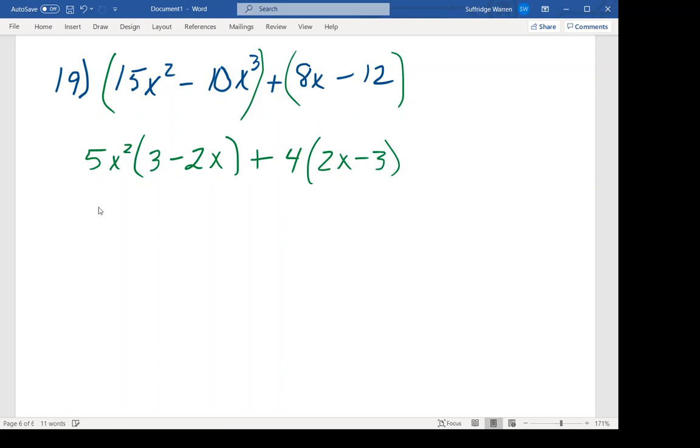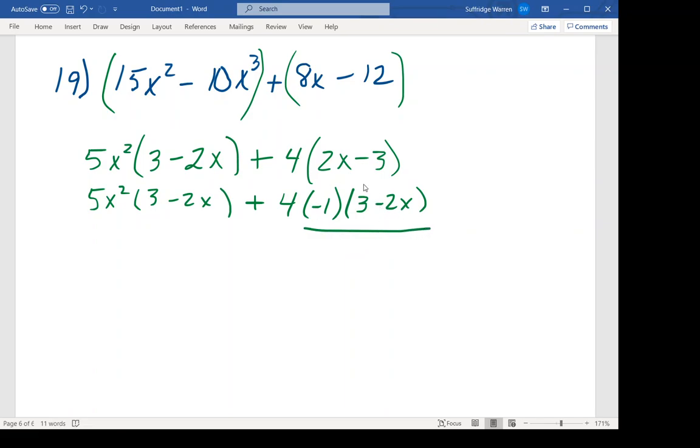So here, 5x squared, this is all going to stay the same. And then I've got the 4, but instead of writing 2x minus 3, I want to write it as -1 times the opposite. So I'm going to write the -1 and the -1 times the opposite of this, which is going to be 3 minus 2x. So that right there is just another way of writing 2x minus 3. -1 times the opposite will give us 2x minus 3.